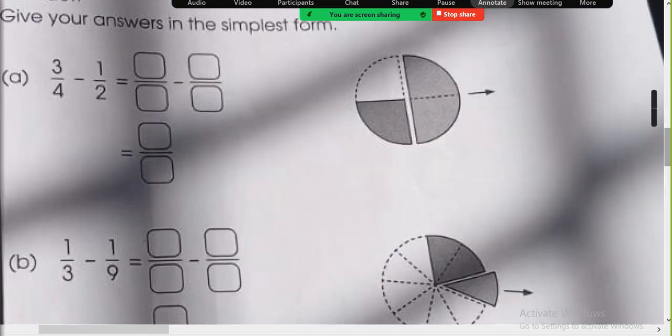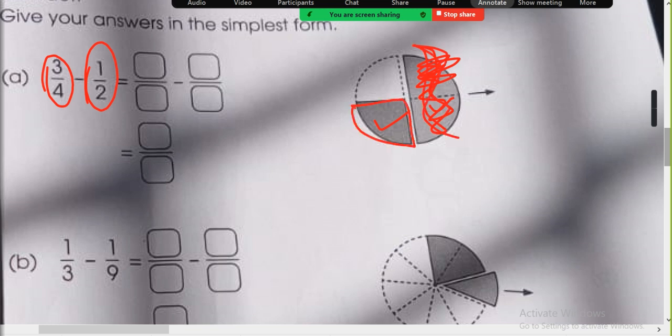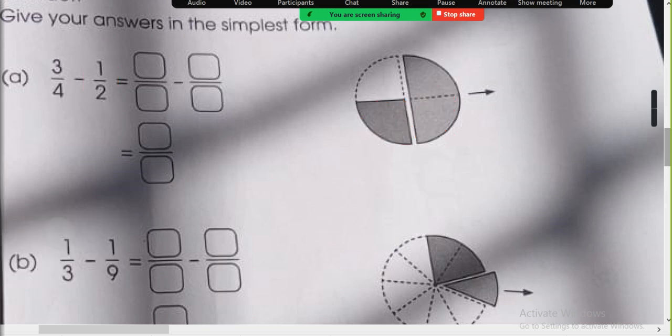Okay, this is 3 quarters. So you have 1, 2, 3 quarters, and when you subtract half out of it, what will you be left with? You will be left with just 1 quarter, right? These are how many quarters? 1 quarter, 1 quarter, 1 quarter, and 1 quarter, right?